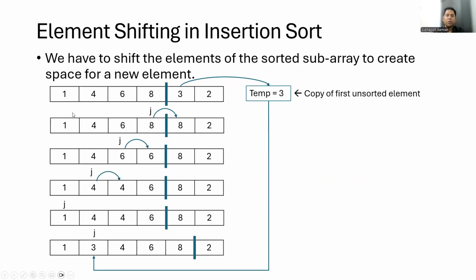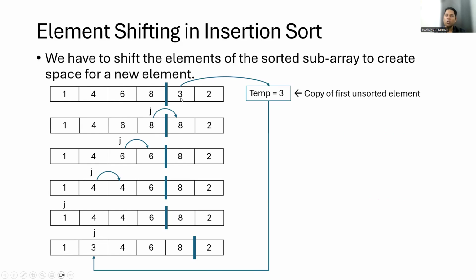So here I take one arbitrary snapshot of insertion sort where we have already pushed the boundary towards the right hand side. In my sorted subarray, we have 4 elements, and in my right hand side unsorted subarray, we have 2 elements, 3 and 2. In the next iteration, we are supposed to place this 3 in its correct position. And what is the correct position? It should be placed in between 1 and 4.